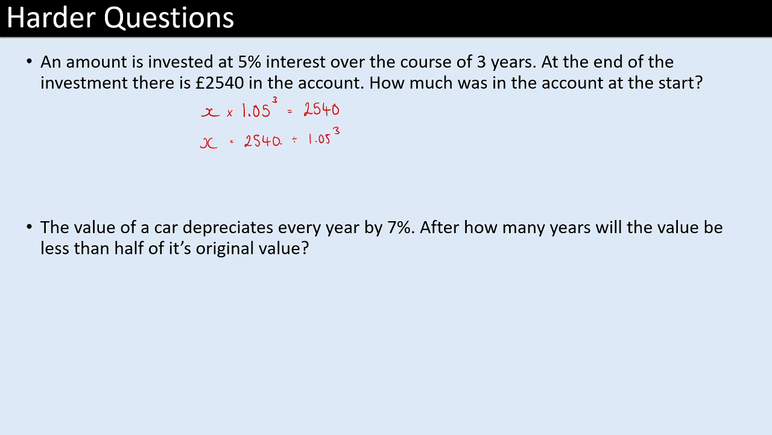Okay, now, that is all I type into my calculator. 2,540 divided by 1.05 to the power of 3, and I get an answer of £2,194.15. 15 pence, again rounding to 2 decimal places.